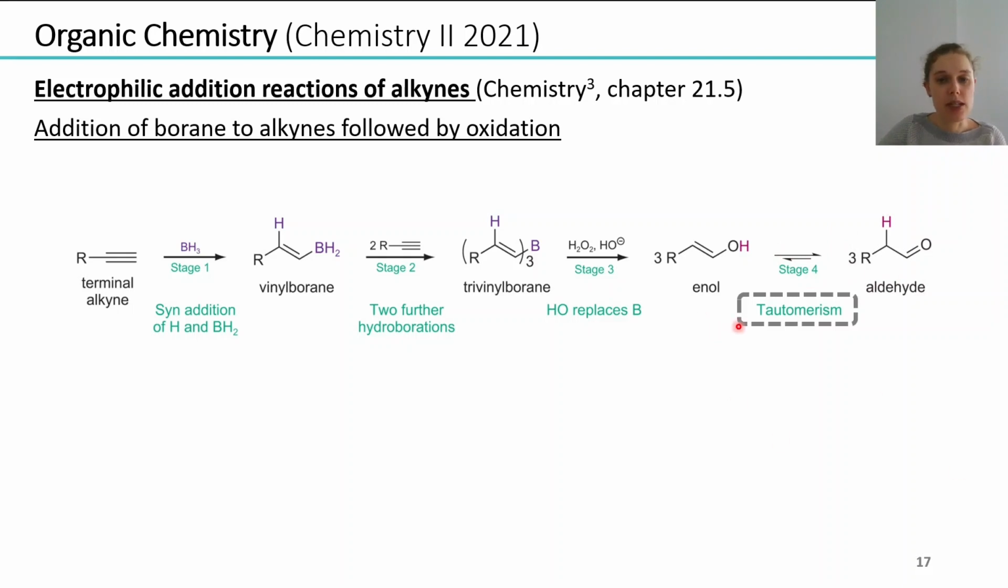So how can we explain this tautomerism? The hydrogen of this hydroxide group moves towards the carbon atom, and then the double bond, of course, moves in position in this molecule as well. That's why we have this tautomerism between this enol and the aldehyde. And if we start with an internal alkyne, then we will not produce the aldehyde, but instead we will produce ketones.